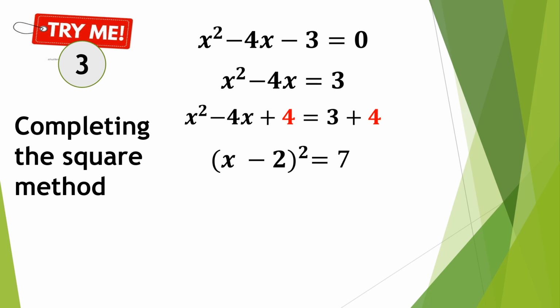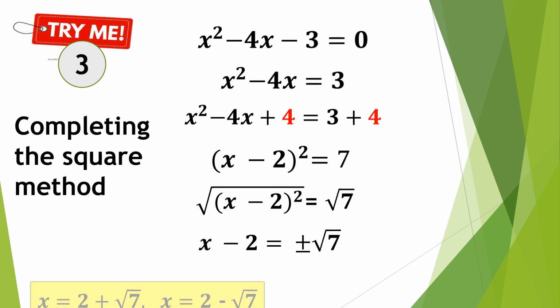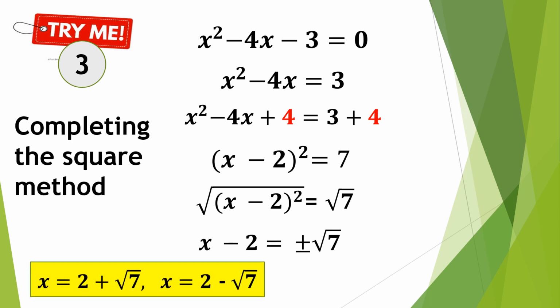Take note that we are solving for x here. So all we have to do to get rid of the second power here is to extract the square roots of both sides of the equation. And thus we obtained two roots which are irrational because part of the answer is an irrational number. So we have x equals 2 plus the square root of 7, and the other root is x equal to 2 minus the square root of 7. So they are conjugate and irrational numbers.